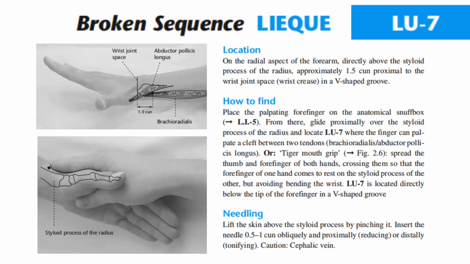Needling. Lift the skin above the styloid process by pinching it. Insert the needle 0.5 to 1 cun obliquely and proximally, reducing, or distally, tonifying. Caution: cephalic vein.